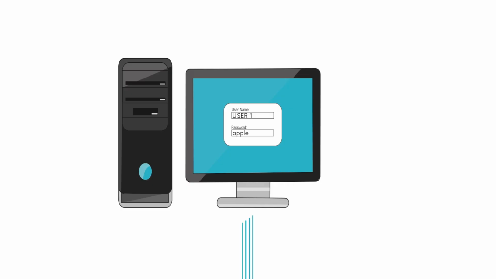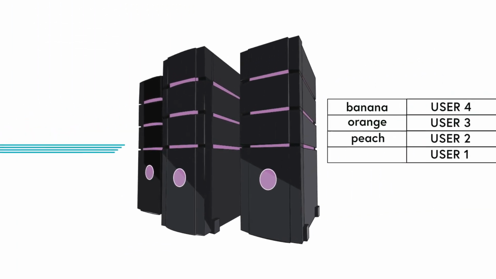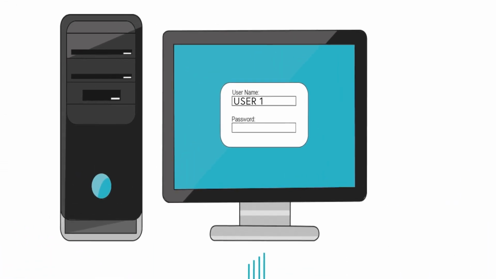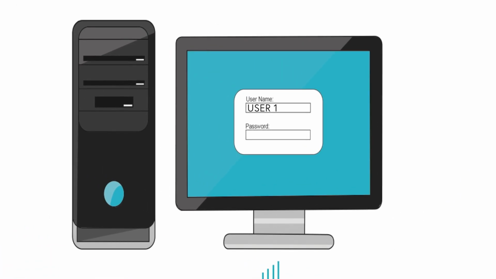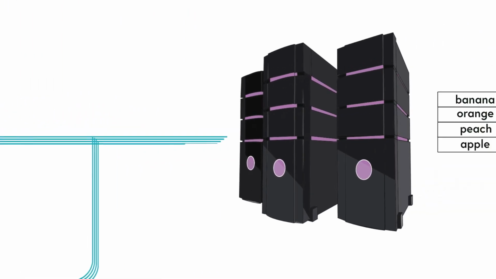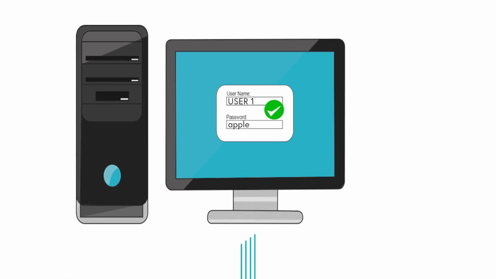The user's password is sent over the network and is stored in a database on the server. At some later date, the user wants to access the server again. They're asked for their password and type in Apple. The password is sent over the network and compared to the stored password, also Apple, in the server's database. If the two match, they're given access.